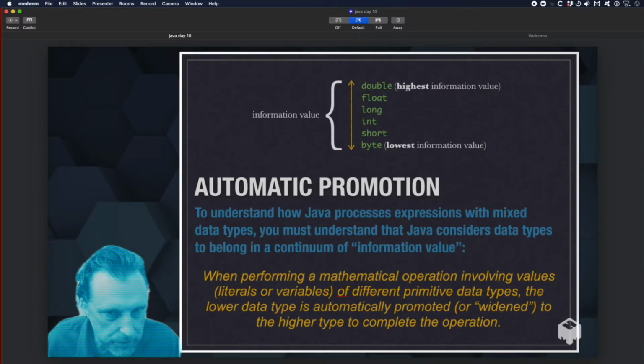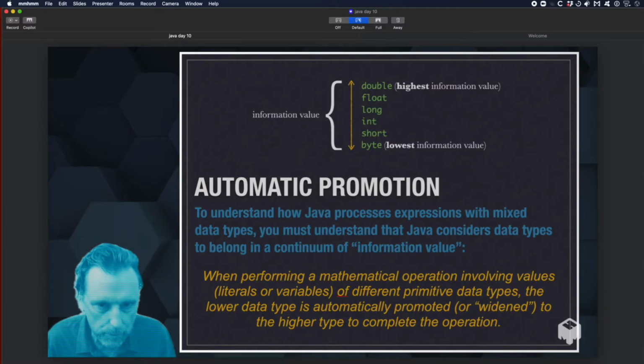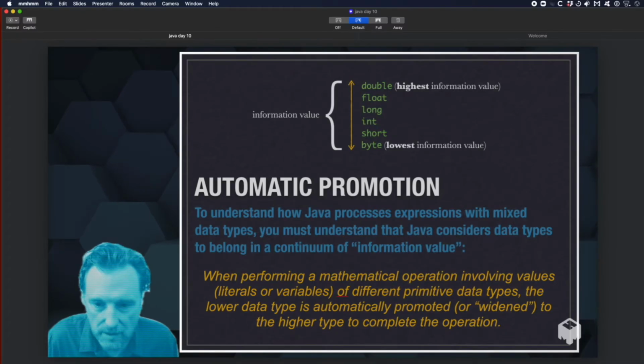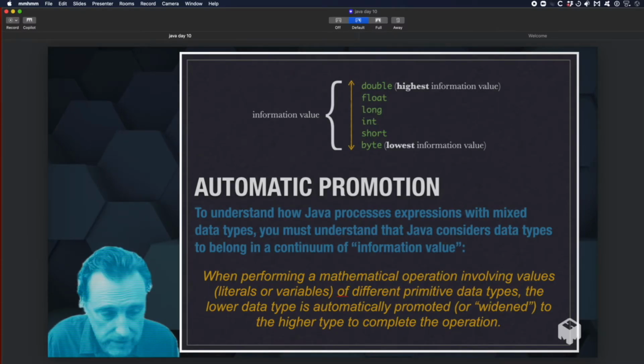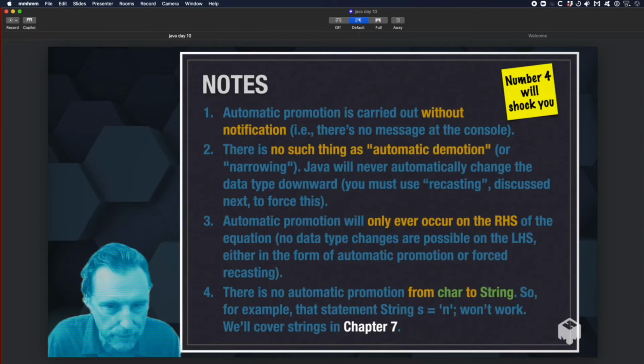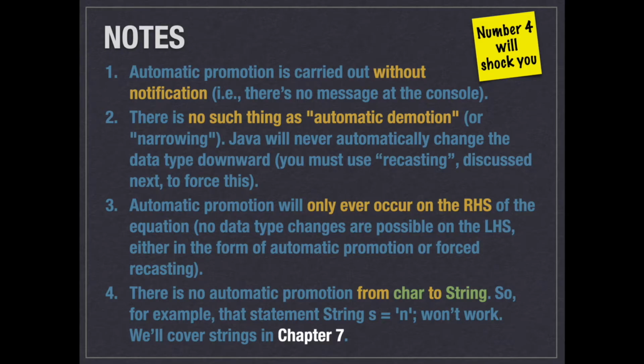So if you're doing something, say, with an integer and a double, the int can be automatically promoted to a double for Java to do the math. And it will do this without warning or without any sort of report that it has done it. So there are a few notes, which is the next slide titled Notes.